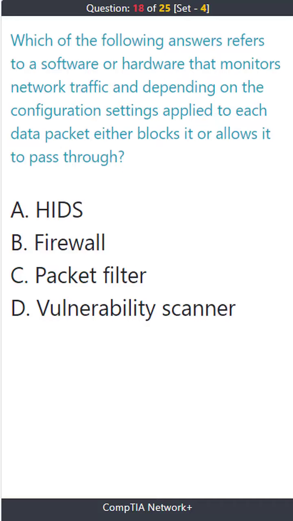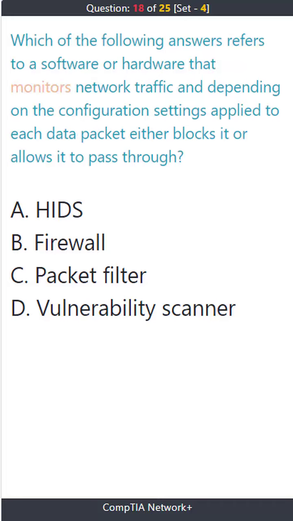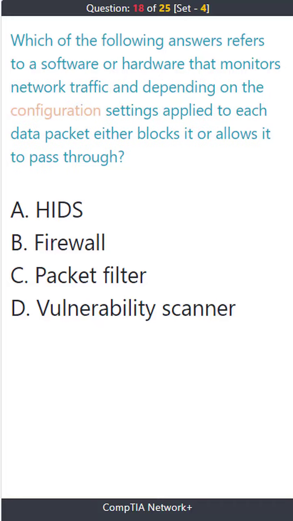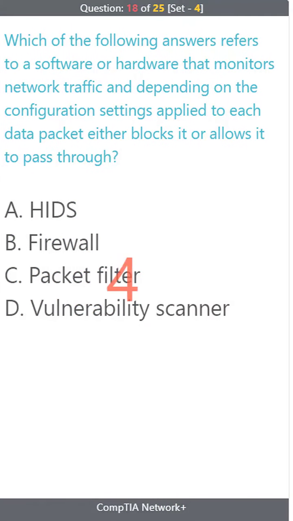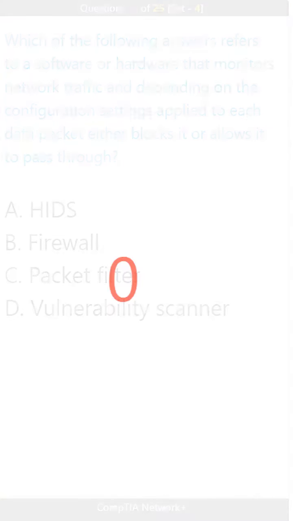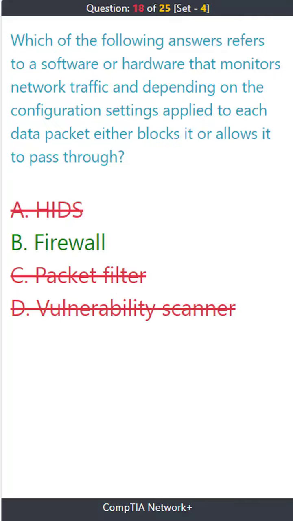Question 18. Which of the following answers refers to a software or hardware that monitors network traffic and, depending on the configuration settings applied to each data packet, either blocks it or allows it to pass through? A. HIDS, B. Firewall, C. Packet filter, D. Vulnerability scanner. The correct answer is B, firewall.